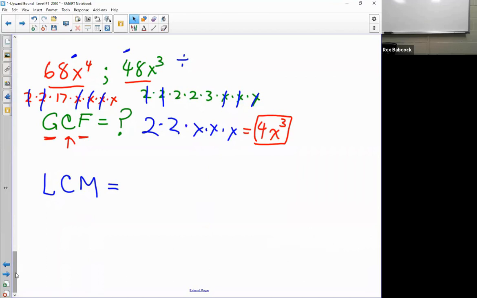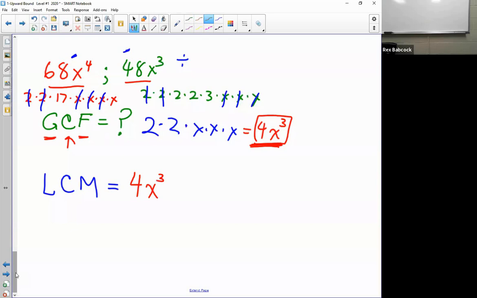Are you getting there? You have the greatest common factor yet? Well, to find that, the first thing you do is find the greatest common factor. Well, I already did that for you. We did it together. So it's 4x cubed.